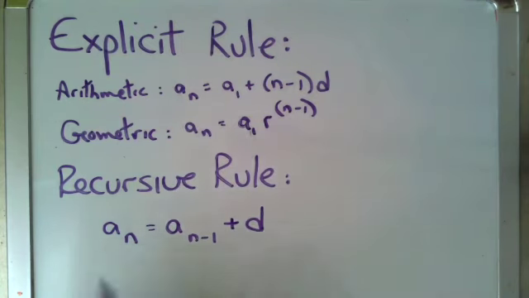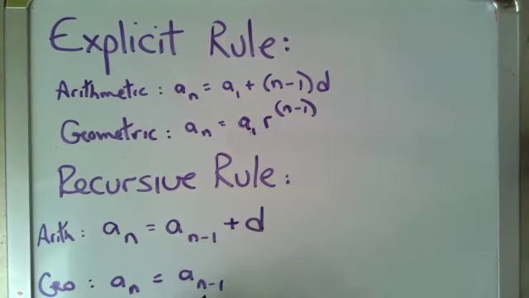Then, because it's arithmetic, and we know it's going up by the same common difference each time, you would take the term before it and add the common difference. And that is called a recursive rule. You are defining each term in terms of what you do to the term that came before it. In a geometric sequence, you would define your term by taking the a sub n minus 1 term and multiplying it by the common ratio. So now let's take a look at how we find the recursive rule.